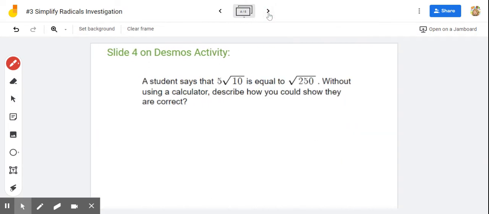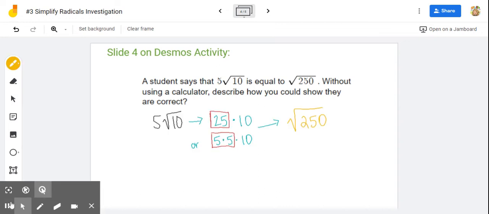All right. So another quick question was, a student says that 5 square roots of 10 is equivalent to the square root of 250. Without using your calculator, how could you figure this out? And a lot of you told us that 25 times 10 is 250, or that if you take 5 times 5 times 10, it is also 250.